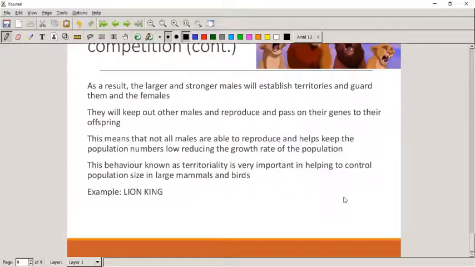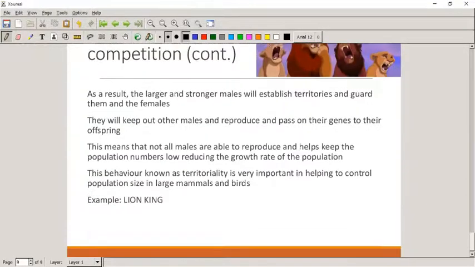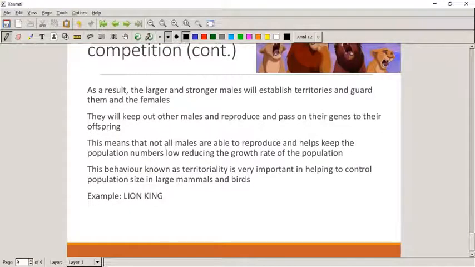Okay, so as a result of, I actually had some more pictures here, and I wonder where they are now. Okay, no, I think it's in the second presentation.